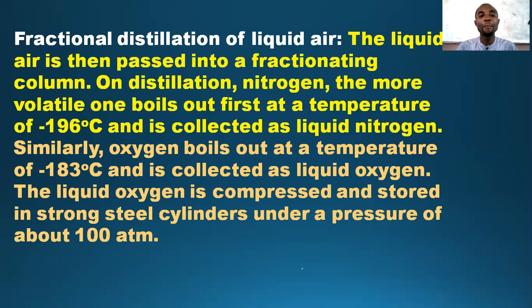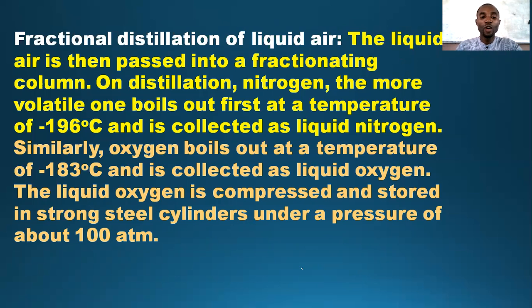The liquid air is then passed into a fractionating column. On distillation, nitrogen, of course, we know, the more volatile one, boils out first at a temperature of minus 196 degrees Celsius and is being collected as liquid nitrogen. You know that we are talking about air, and air comprises both nitrogen and oxygen and all of that. So similarly, oxygen boils out at a temperature of minus 183 degrees Celsius and is being collected as liquid oxygen.